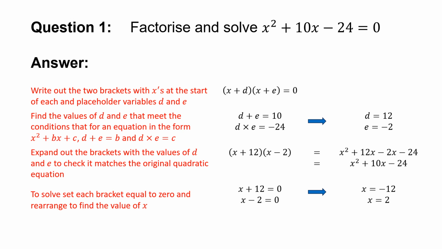So our last step, we want to solve this. So we're going to set each bracket equal to 0. When we do this, we're going to get that x is equal to minus 12. And for the second bracket, x is equal to 2.